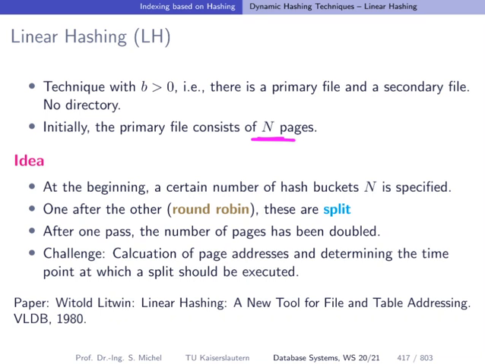And the idea or the challenge is to calculate the right page addresses. And you have to have a set of hash functions which allow that. And I just already said that with this modulo 2 to the number of doublings times the initial number of pages, this will work. Linear hashing was proposed by Witold Litwin in 1980.